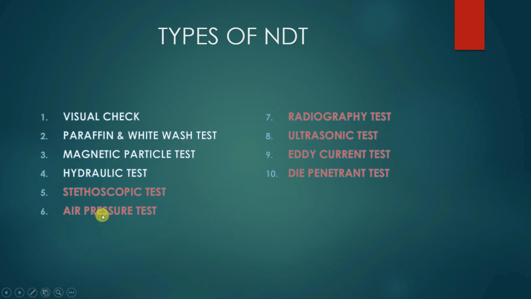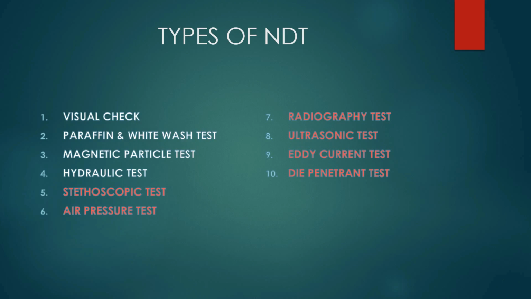Then air pressure test. It was similar to the hydraulic test, but in this test air was used for increasing the pressure. Then radiography test, in which X-ray was used to find the cracks or any other defects. But in this test we cannot know how deep our defect is. The next was ultrasonic test, in which pulse waves were used to find the crack. If any defect is there at any level in the object, by pulse waves we can easily find out how deep our defect is.